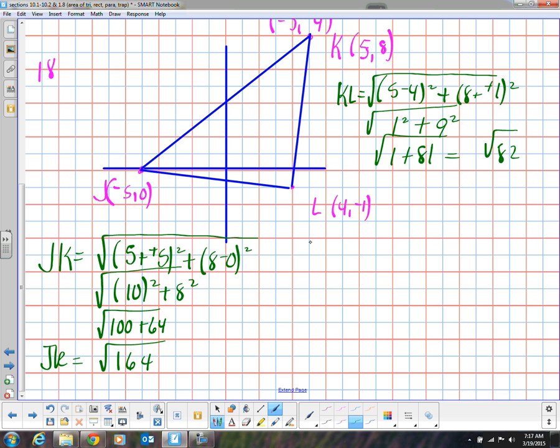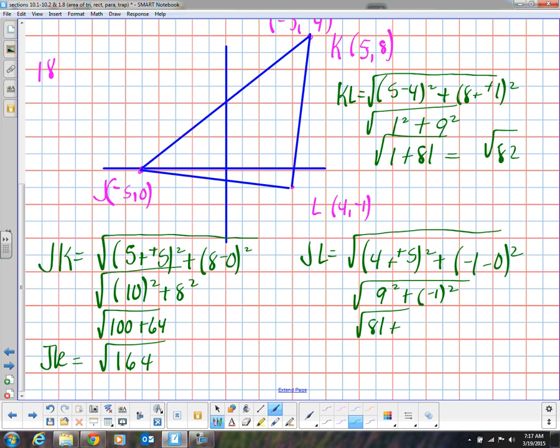Third side is JL. So we're going to say 4 minus negative 5 squared plus negative 1 minus 0 squared. This is going to be plus positive, so that's 9 squared plus negative 1 squared, which is 81 plus 1, or the square root of 82. What type of triangle is it? It is isosceles. Why? Because JL is congruent to KL.